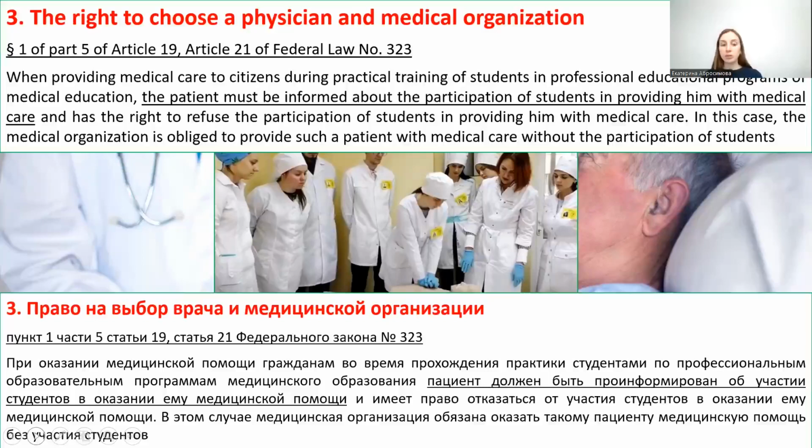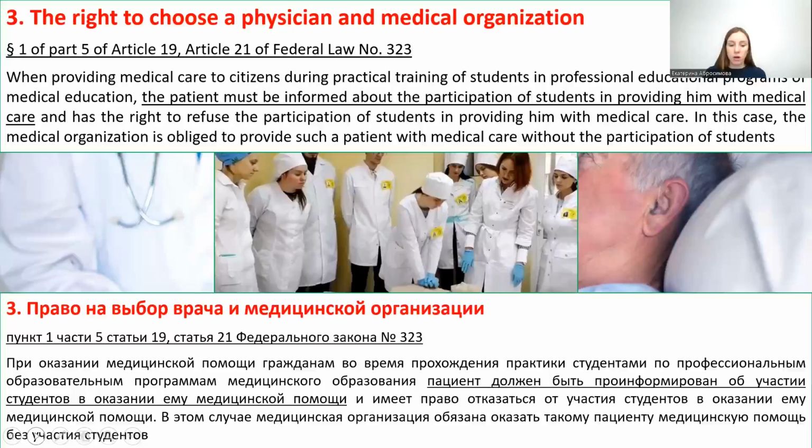So unfortunately, the right to choose a medical organization and a physician is not fully realized everywhere in Russia. And of course, the possibilities of realizing this right for a rural and urban resident are completely different. Highly specialized, expensive medical care is provided in medical institutions located in metropolitan cities, of course, and residents of these cities have more opportunities to choose.